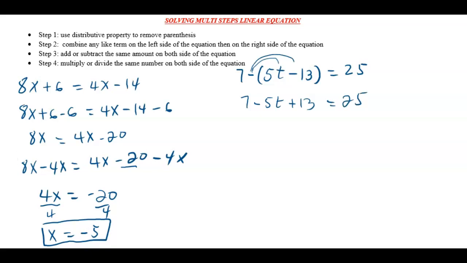Then you check step 2. Is there any like term on the left side? Yes, 7 and 13 can be combined, and that gives you 20. So you got -5t plus 20 equal 25.